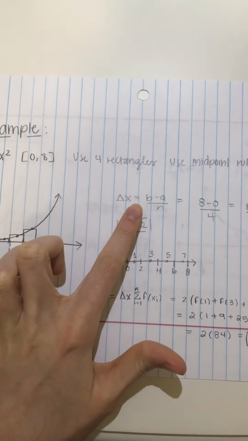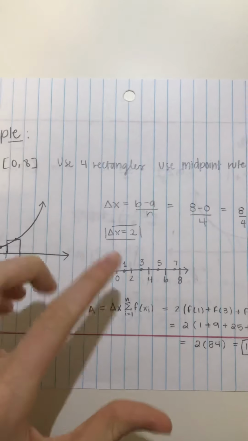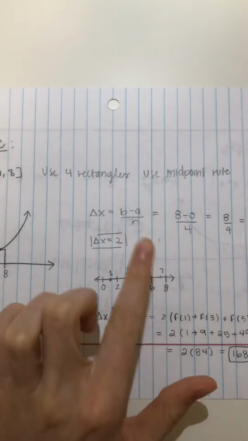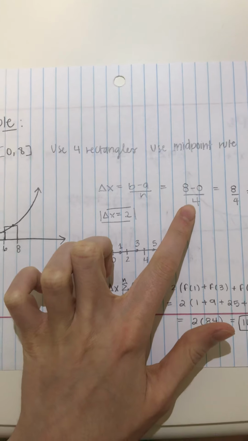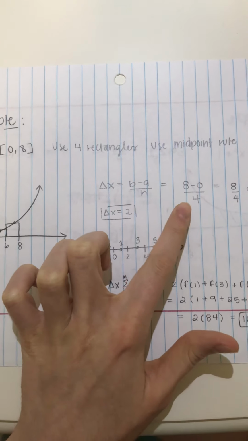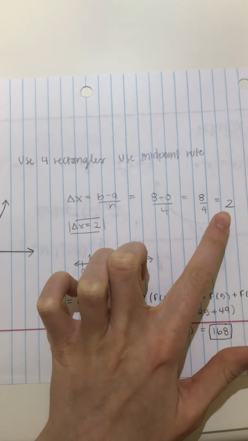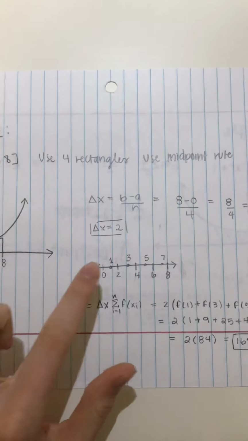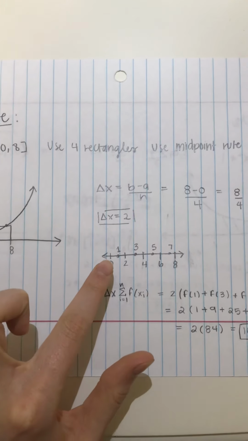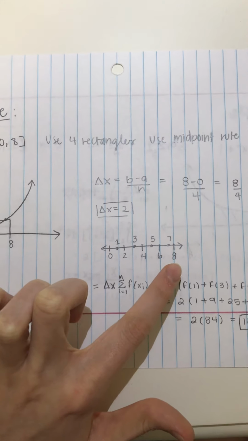Delta x is going to tell me the width of my rectangles so that I know how I can separate out my interval. So to do that, b is 8 for this specific function and a is 0. So I do 8 minus 0 divided by 4 because n is the number of rectangles and they told us that they want us to use 4 rectangles. So 8 divided by 4 equals 2. So the width or the length of my interval is going to be 2. So I come down here and I sectioned off my interval. I did 0, 2, 4, 6, 8.